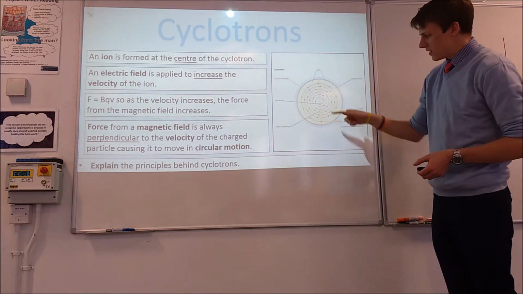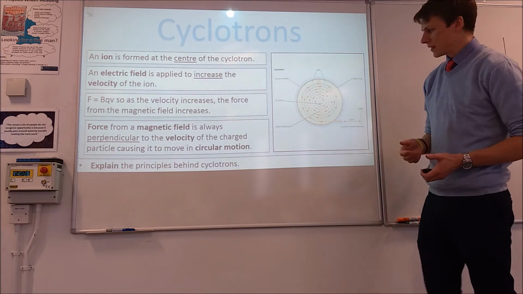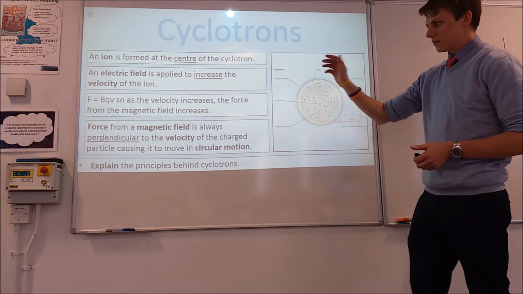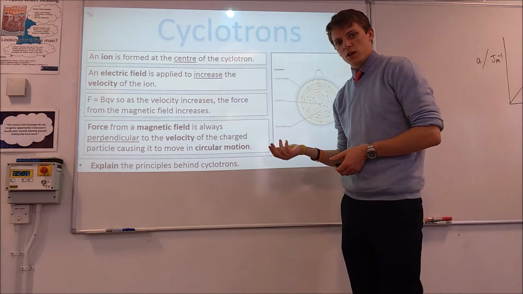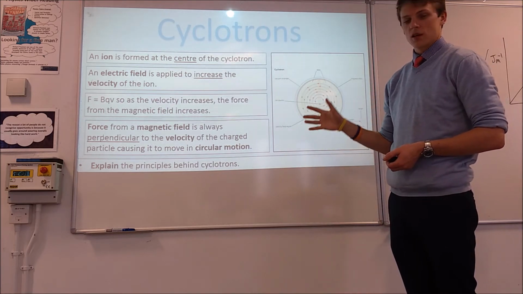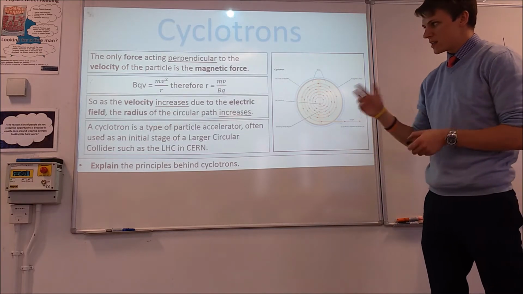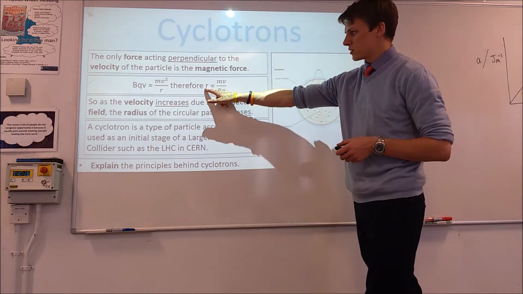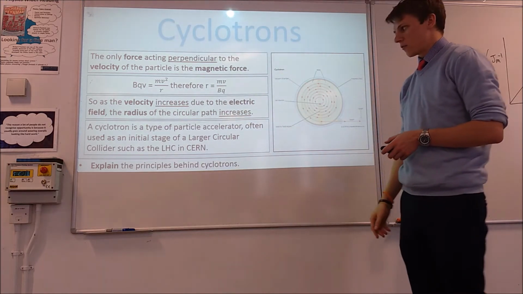So what you have here is you put an ion or a charged particle in the centre of your cyclotron, and you use an electric field to increase its velocity. And then from the magnetic equation that we had earlier, we know if we increase the velocity of a charged particle perpendicular to a field, we can increase the magnetic force acting on that particle. So then if we equate that force to the equation of centripetal force, which is what we've got here, we can get an expression for the radius of the circle in terms of these things, all of which are constant apart from velocity.